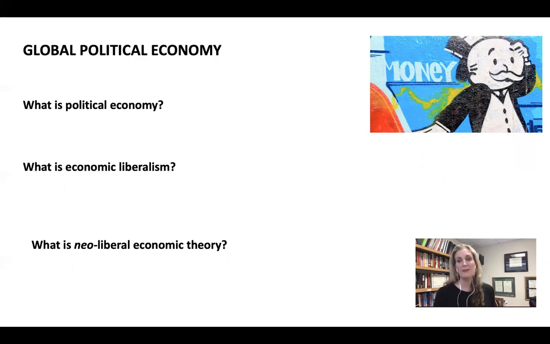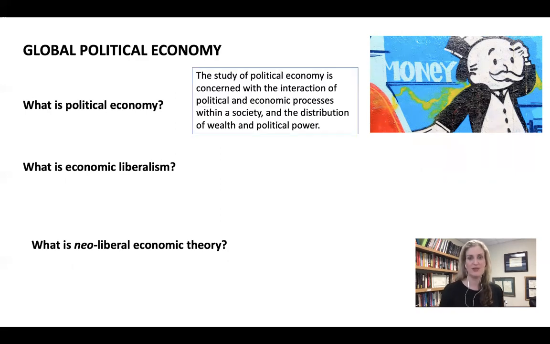But what I want to make clear is that there is no one definition of these terms, but these are the definitions that I'm working with and that the text is working with. So the study of political economy is concerned with the interaction of political and economic processes within a society and the distribution of wealth and political power, okay? So imagine that you have a Venn diagram, right? Here's politics, here's economics. Where they overlap is political economy. And of course, political economists think that that overlap is really large. And some folks would argue that the economy and politics are inseparable. So we always have to study them in relationship to one another.